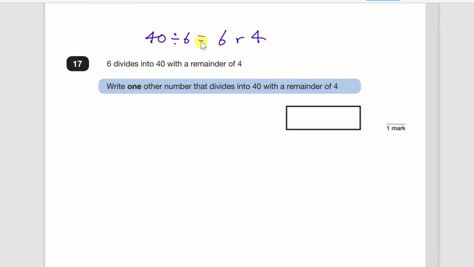Now all they want you to do here is just to pick another number in the times table. So let's pick a number that's greater than 4. Because you have a remainder of 4, the one you divided by has to be bigger than 4, yeah? So let's start with 5.